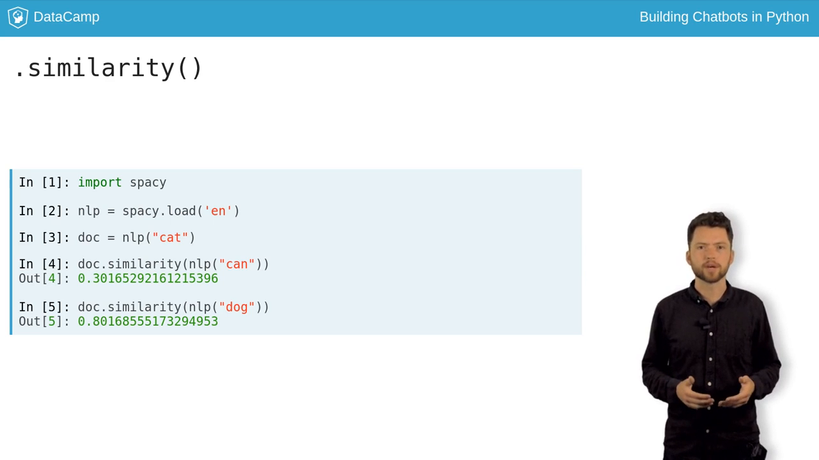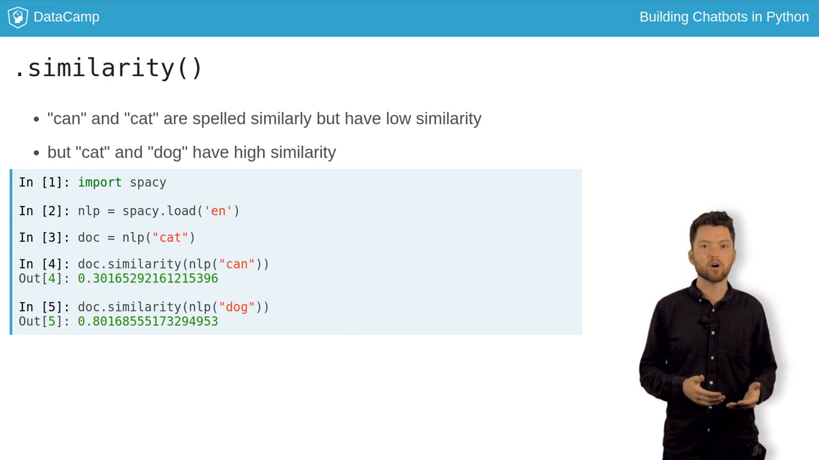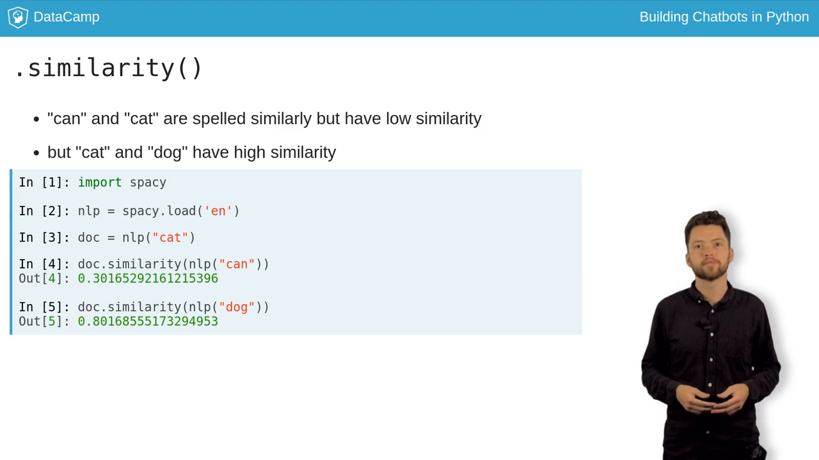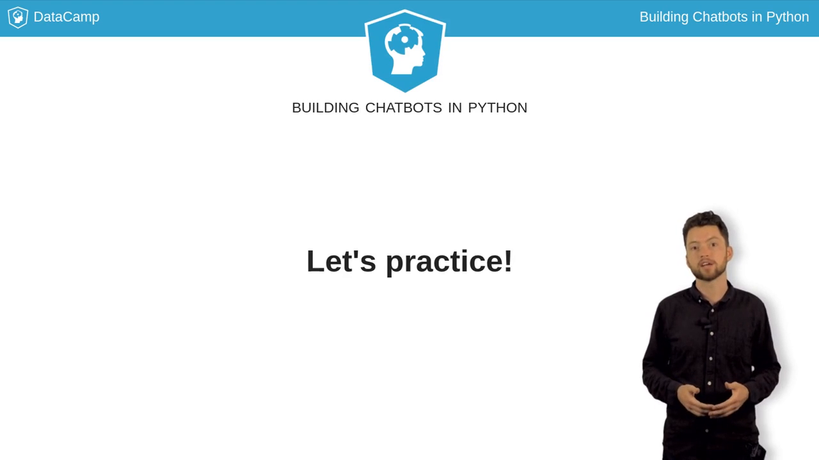If we compare the similarity of the words can and dog to the word cat, we see that cat and dog are much more similar, even though the strings can and cat are obviously closer. That's because the similarity measures how close the meaning of the words is rather than the spelling. It does this by relying on word vectors. Now it's time to test your understanding of word vectors.